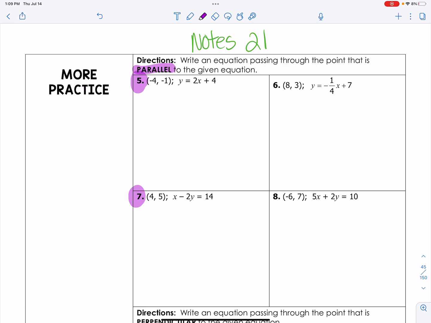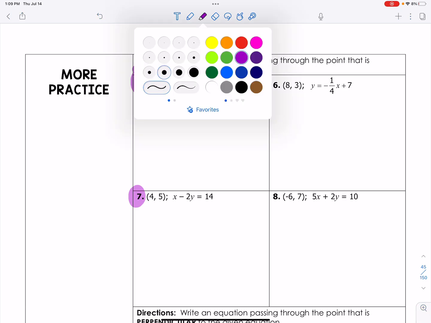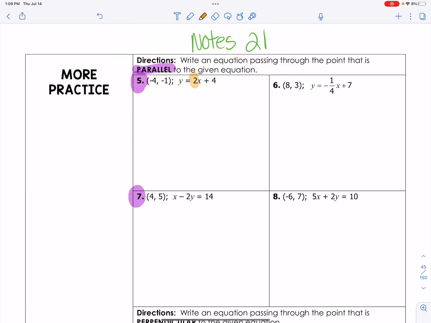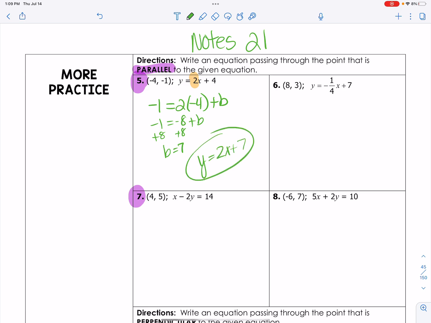Okay, these are parallel. So the only thing that I need out of here is the slope, and it's 2. So I'm going to do y equals mx plus b. That's -8, I'm going to add 8, and b equals 7. So my answer is y = 2x plus 7.